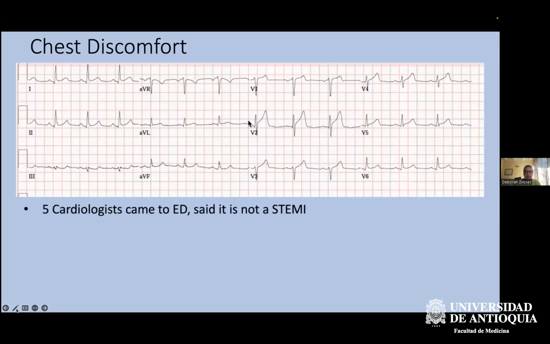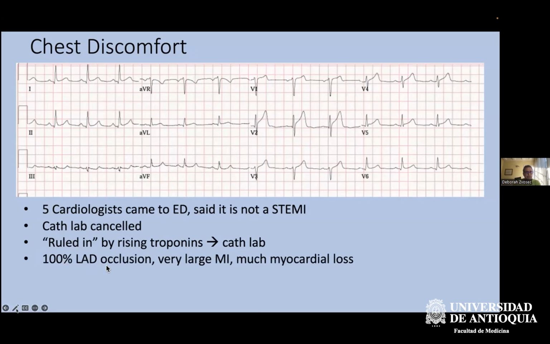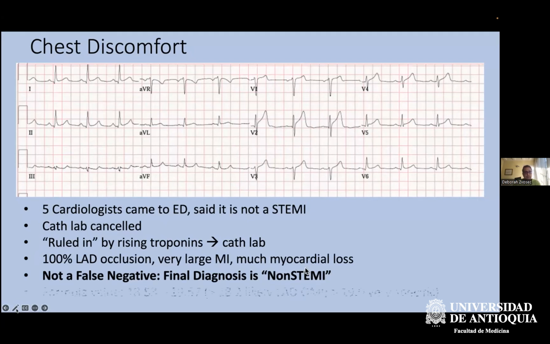The emergency department activated the cath lab. It was during the daytime, so 5 cardiologists came to the ED and said, it's not a STEMI. And it's not a STEMI, it's an OMI. The cath lab was canceled. The patient ruled in by rising troponins, went to the cath lab too late, and had a 100% LAD occlusion, a very large MI with much myocardial loss, but it was not a false negative. The final diagnosis was non-STEMI. Again, that worthless diagnosis of non-STEMI.